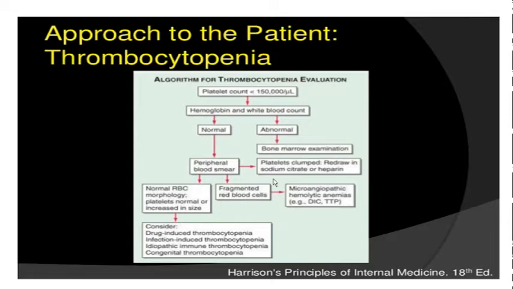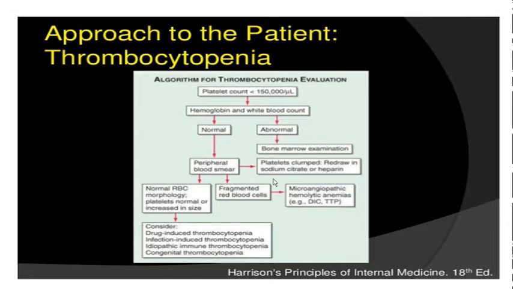thrombocytopenia, or congenital thrombocytopenia. And if on the peripheral smear you find fragmented RBCs, then the most probable diagnosis will be microangiopathic hemolytic anemia, where the most common causes are thrombotic thrombocytopenic purpura and DIC. And if hemoglobin and WBCs are abnormal along with the low platelet count, then obviously you have to proceed with bone marrow examination. So that is how we approach the patient with thrombocytopenia.